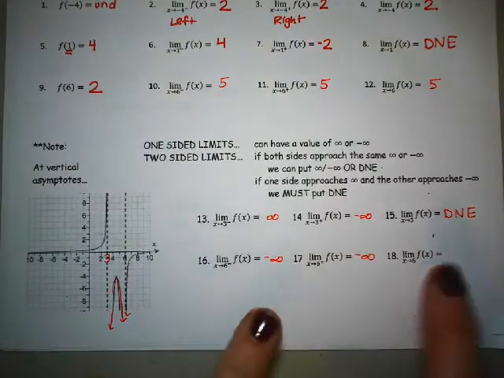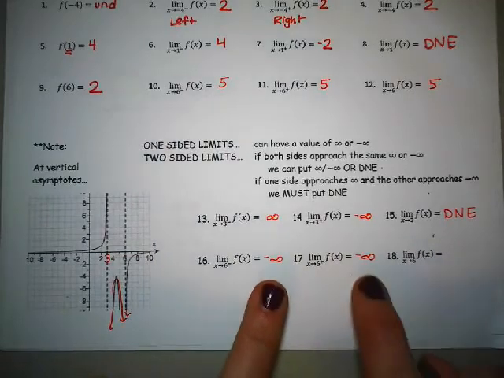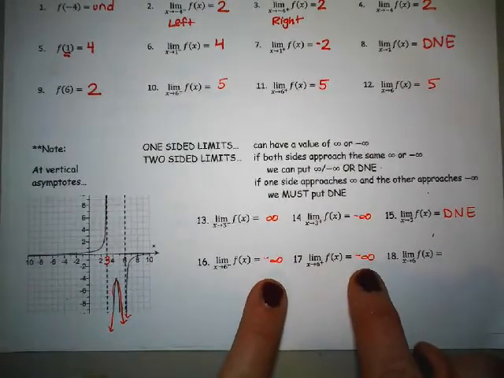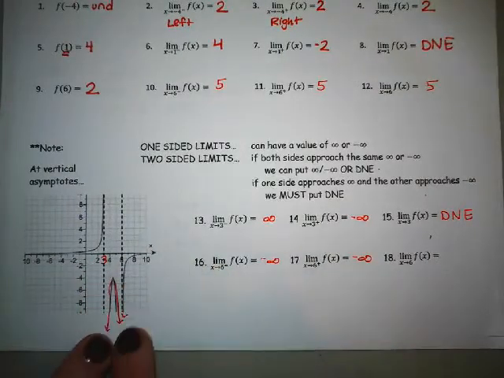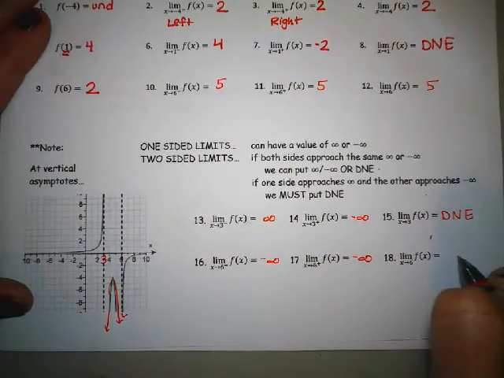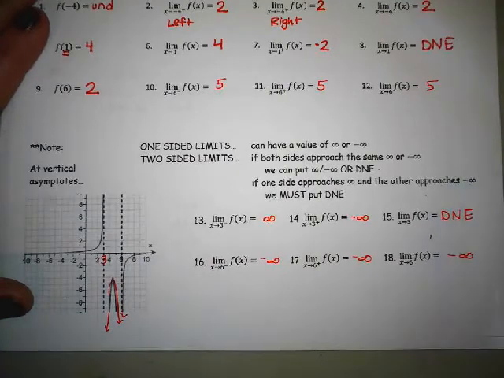Well, there's two thoughts on this. One thing is to say, well, those both said negative infinity. They were both coming in from both sides. We were going down to negative infinity. So I can say negative infinity.